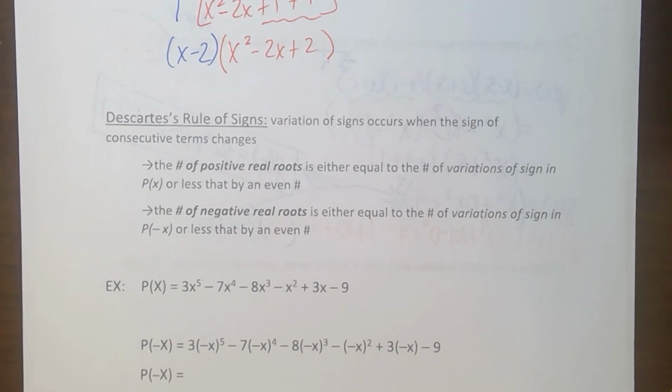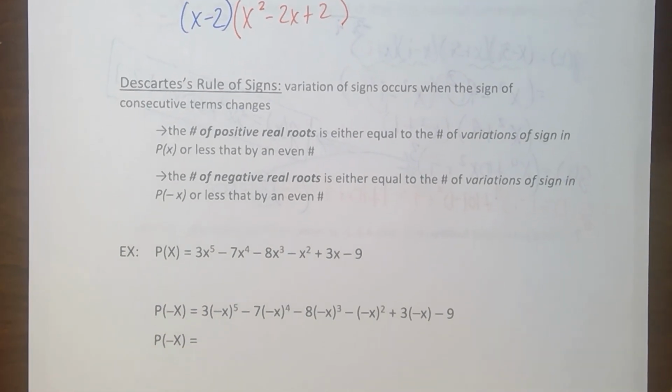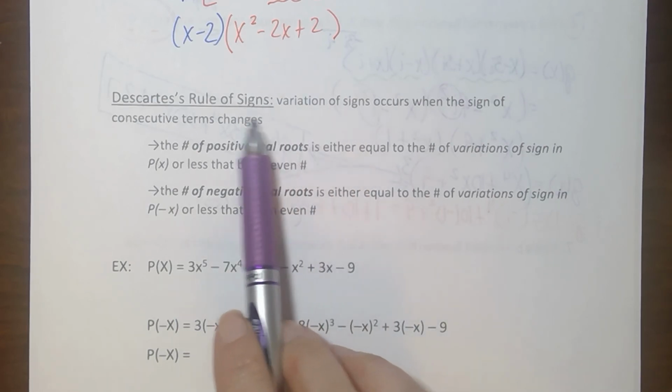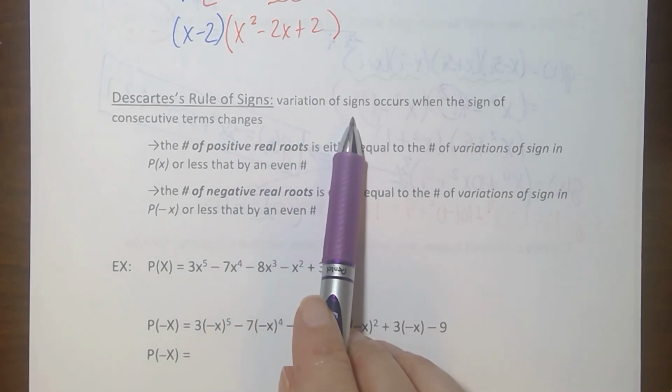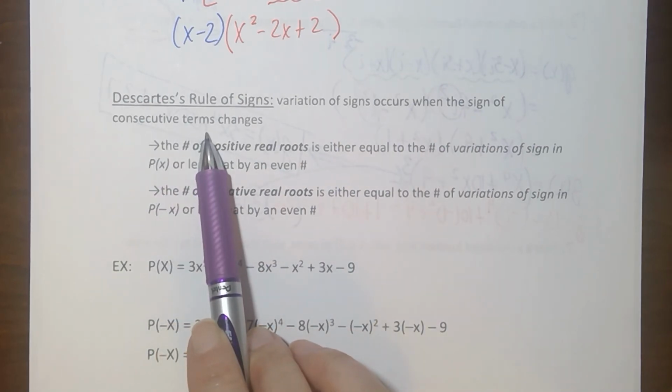rule of signs. Descartes' rule of signs gives us a way to narrow down the possibilities. If my list of possibilities p over q is really long, Descartes gives me a way to say, okay, should I start with the positive options or should I start with the negative options, so that I don't have quite as much trial and error to do? With Descartes' rule of signs, we identify a variation of sign as the place where the sign of consecutive terms changes.